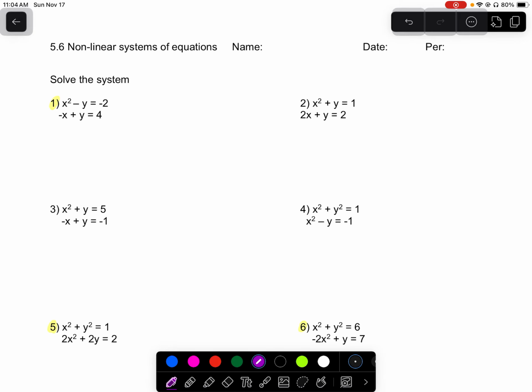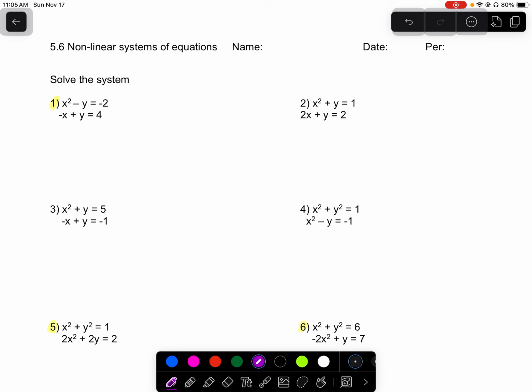So this is 5-6 day 2. We are going to talk about solving nonlinear systems of equations. So let's think for a minute what we've had so far. We've looked at two linear equations. They meet up at a point or they don't. Very simple, straightforward in 5-6 day 1.